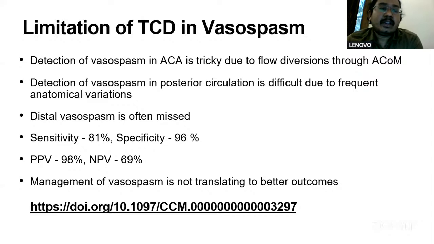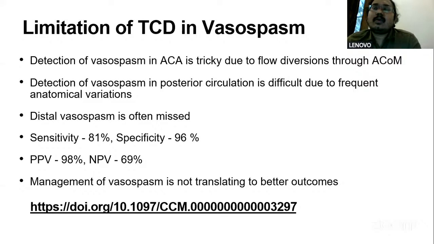in those distal arteries is difficult. And the TCD has a sensitivity of 81% and specificity of 96%. But the point is that the negative predictive value is 69%. So most often, if vasospasm is present, we can reliably say that it is present. But if the velocities are normal, we won't be able to exclude vasospasm reliably. And there are a lot of debates saying that, okay, fine, you have told us that vasospasm is there and we are managing vasospasm, but it is not translating into better outcomes.